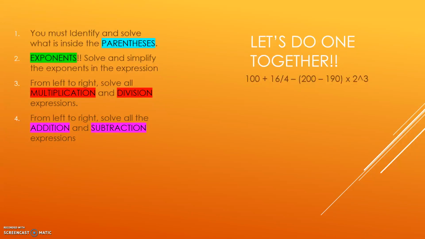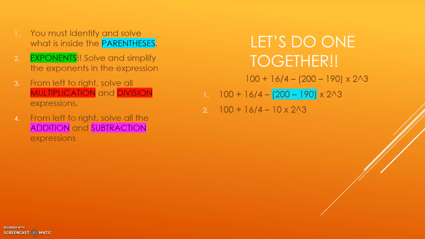So we have this expression, we're trying to simplify it, right? So first we do parentheses. So we look, right, PEMDAS, parentheses first. So 200 minus the 190, we get 10, right? So we have 10 here.